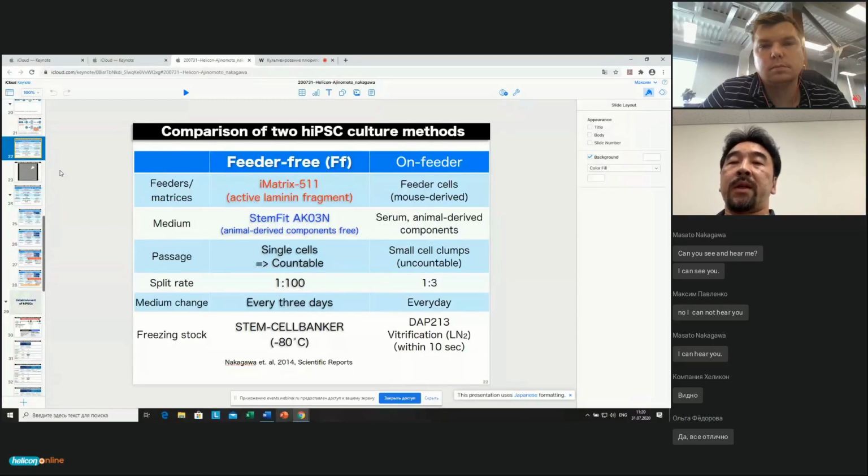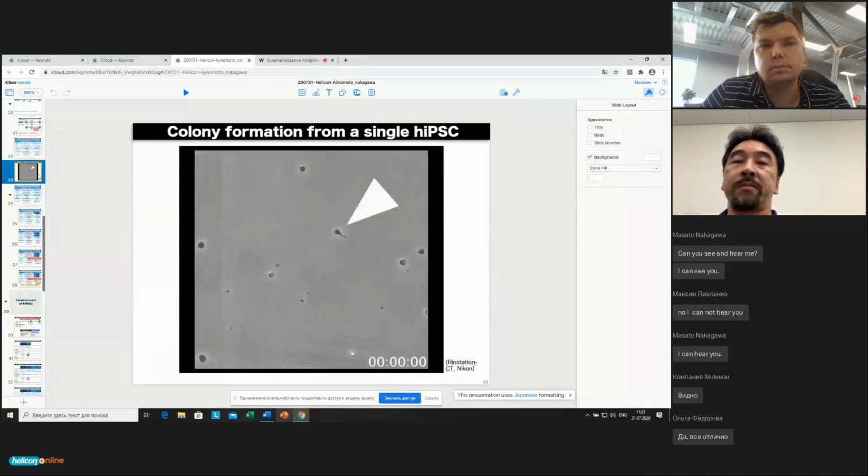And finally, we can make a freezing stock of iPS cells using the stem cell bank reagent at minus 80 degrees Celsius. So this is a good and easy method for making the freezing stock under the feeder-free culture system. So next slide, please.